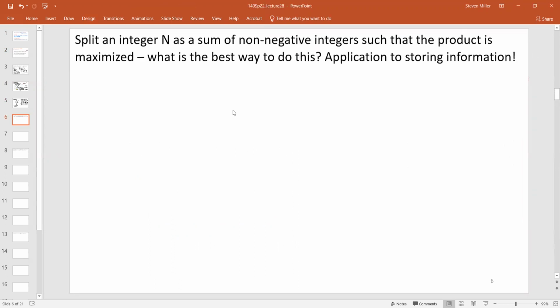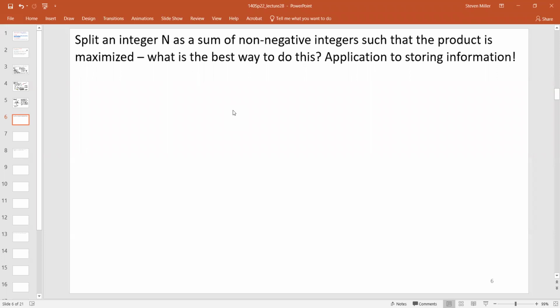Split an integer n as a sum of non-negative integers such that the product is maximized. What is the best way to do this? Why do you think I want the sum to be of non-negative integers? Why can't I use negative integers and try to maximize the product? Well, I want to maximize my product, so I would never choose anything that gives me a negative product. So if I'm using negative numbers, how many negative numbers must I use? 2, 4, 6, an even number.